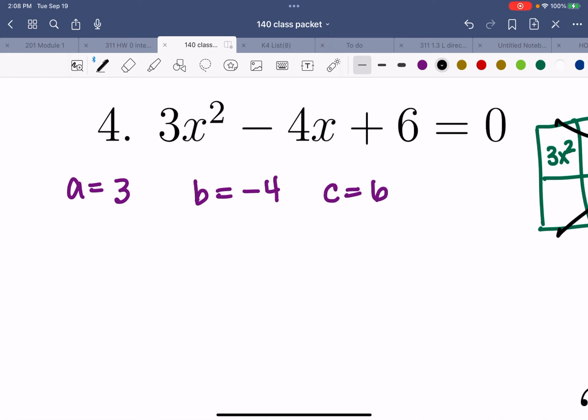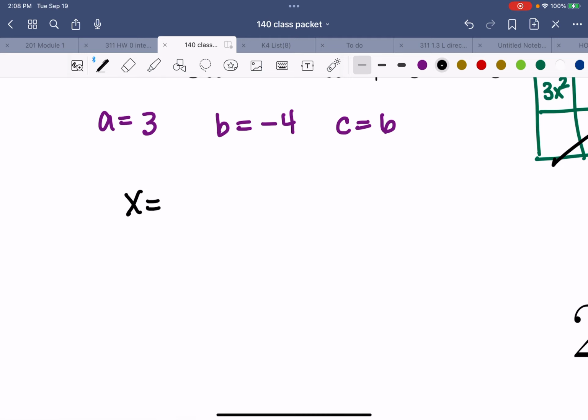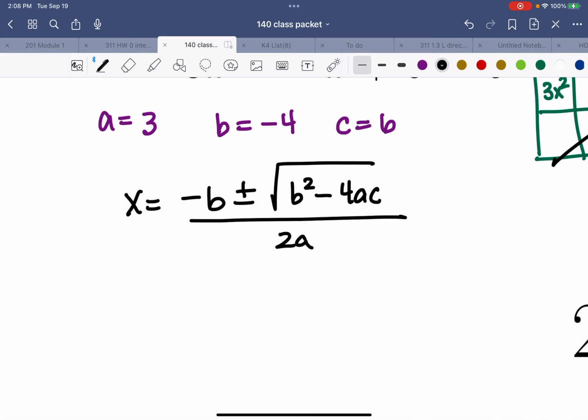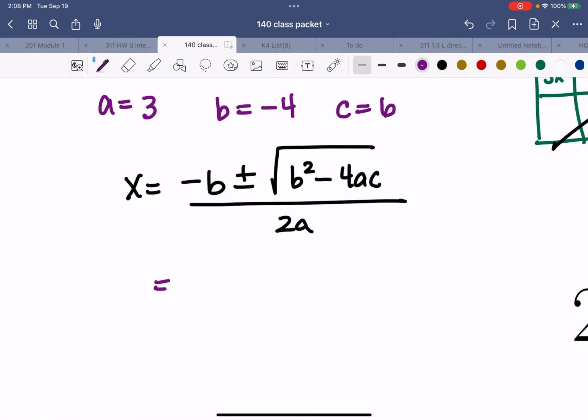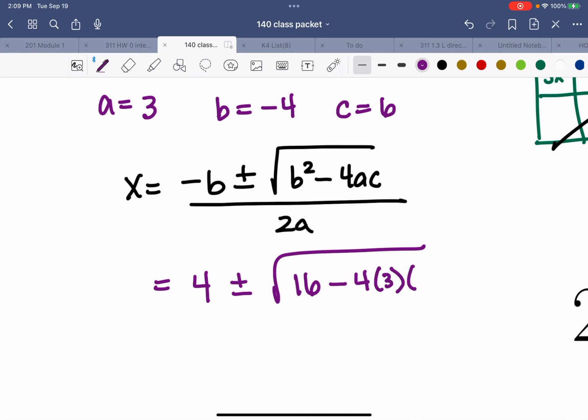And then we're going to plug it into our formula. So the quadratic formula says that x is equal to negative b plus or minus the square root of b squared minus 4ac, all over 2a. Now I want to plug my numbers in there. Right now I have negative 4 as my b, and negative b is the opposite of b, so negative 4 gives me a positive 4. Then b squared would be negative 4 squared, which is 16, minus 4 times a, which is 3, times c, which is 6, all over 2 times a, so 2 times 3.